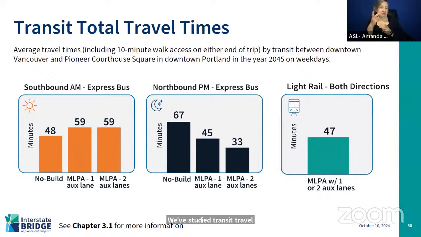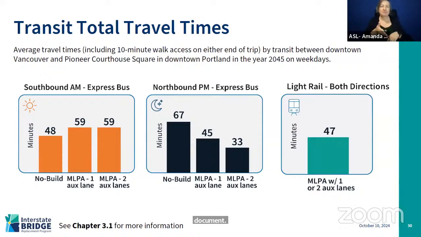This travel time pair is different than the other ones. I want to make sure everybody understands this travel time pair. It is from downtown Vancouver near Evergreen Boulevard to the Pioneer Courthouse Square in downtown Portland. We've got 3 or 4 travel time pairs that are included in the document. This one is a holdover from the previous planning, so we wanted to have that information in here and cover that.